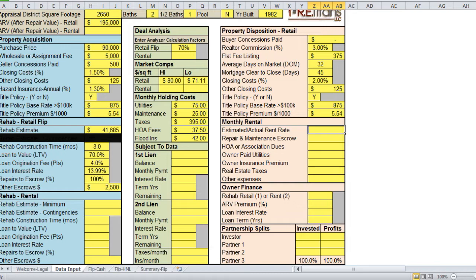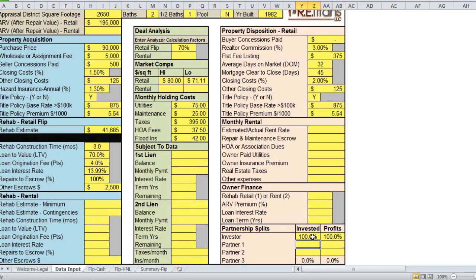Scrolling down, we're almost finished. The final section is partnership splits. If you're doing a deal on your own, then you can enter 100% in the investor field under investor. Actually, I want 100, not 1,000. And the same thing for profit, 100%.